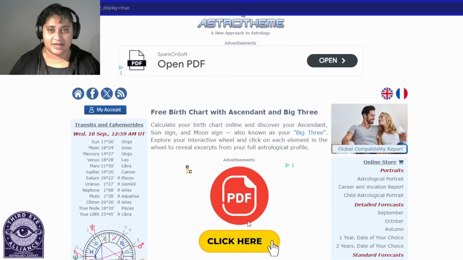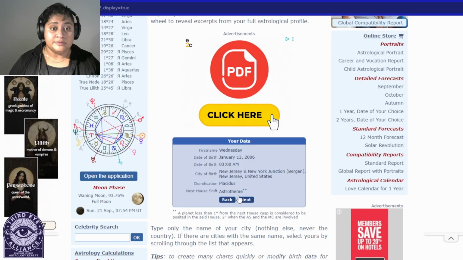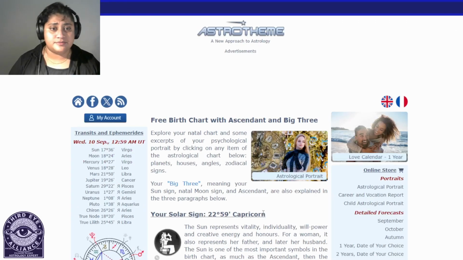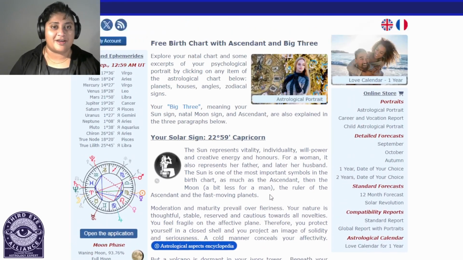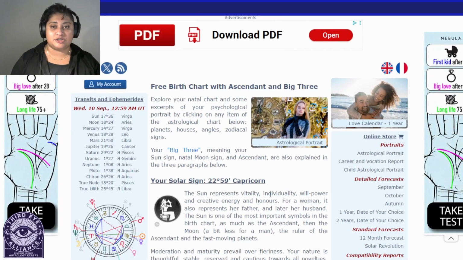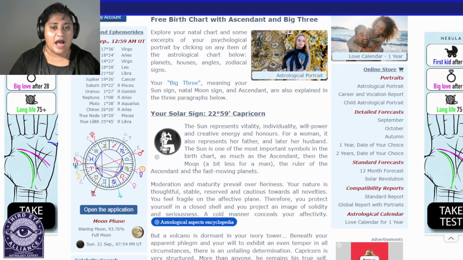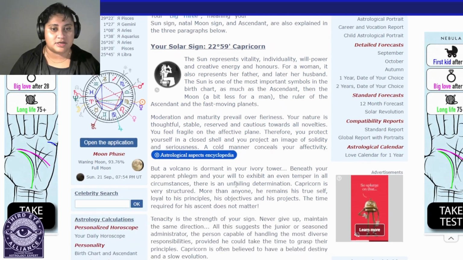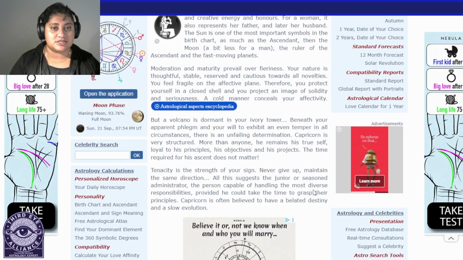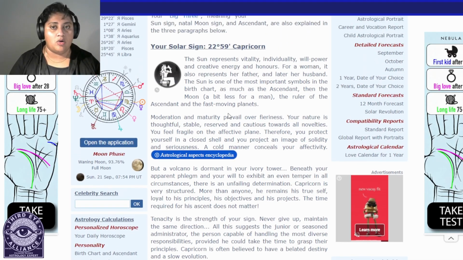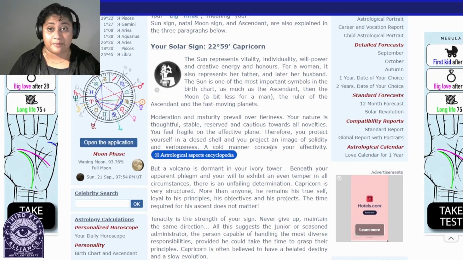Okay, well, this is real basic, guys. Real basic. And now, next again. Okay, and boom. So the great thing about Astrotheme is that, and I'll show you the best thing about it, but you can literally see right now, boom, solar sign, which is your sun sign. So she's a Capricorn, right? If birthday is January 13th. And there's a whole article about the sun in Capricorn, okay?